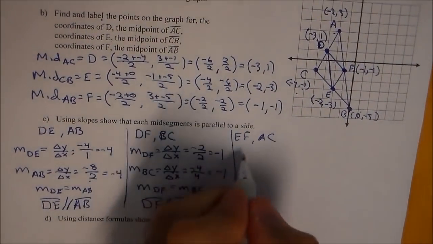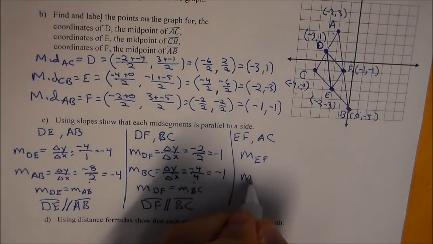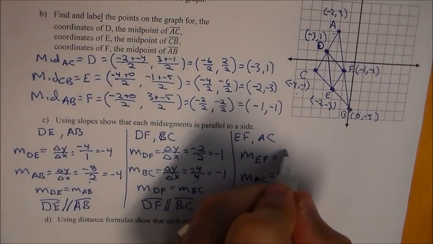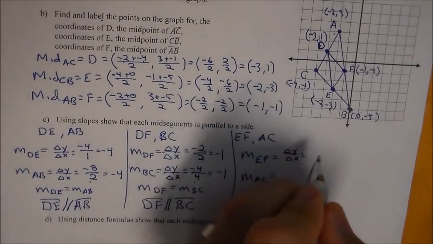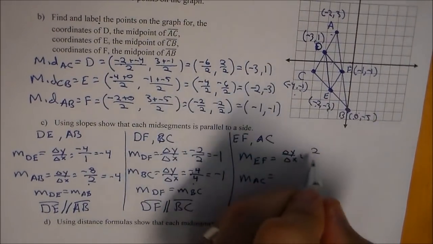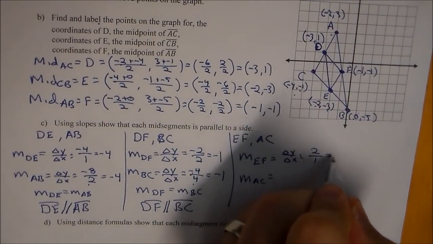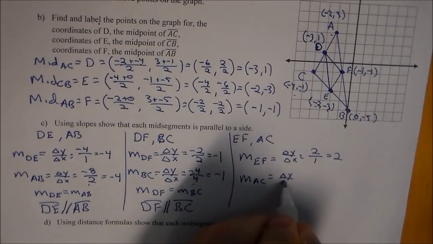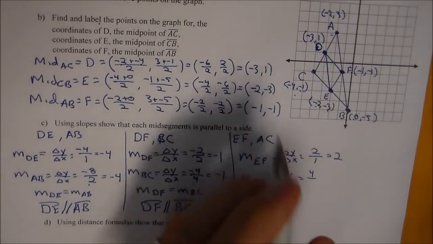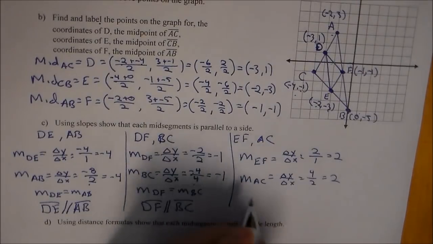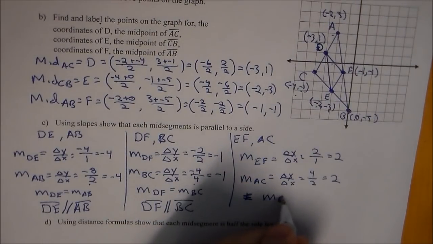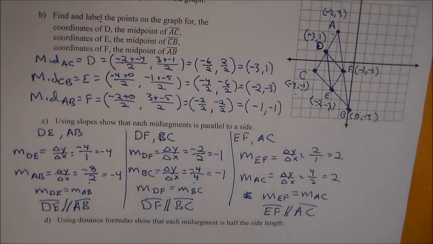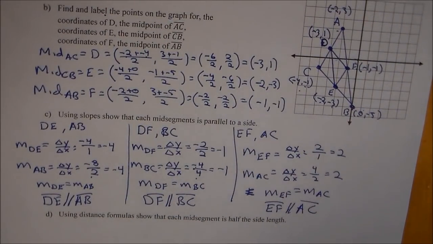Last one, EF and AC. From E to F, our y value went from negative 3 to negative 1, it went up 2. And then from negative 2 to negative 1, that increased 1, so my slope is 2. From A to C, my y value went from negative 1 to 3, so it went up 4. And my x value went from negative 4 to negative 2, so it went over 2, and I get 4 over 2, which is positive 2, which tells us that the slope of EF is equal to the slope of AC, so EF is parallel to AC. So we showed parallel with slope formula. If their slopes are the same, they are parallel.